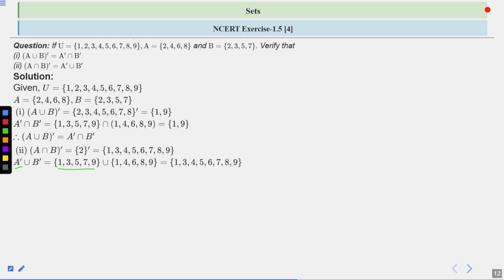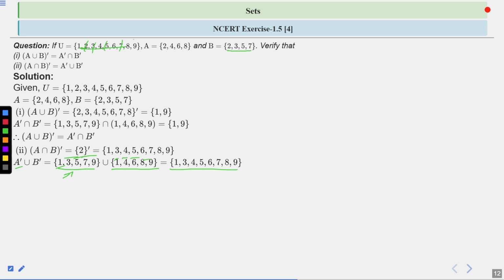Now for B complement, very simple. Eliminate all the elements of B from U. So eliminating 2, 3, 5, 7, you are left with these 5 elements, and the collection of these 5 elements will be your B complement. Now the union of A complement and B complement will be the collection of all elements from A complement and B complement. Very simple. Collect 1, 3, 4, 5, 6, 7, 8, 9. So the collection will be your A complement union B complement.